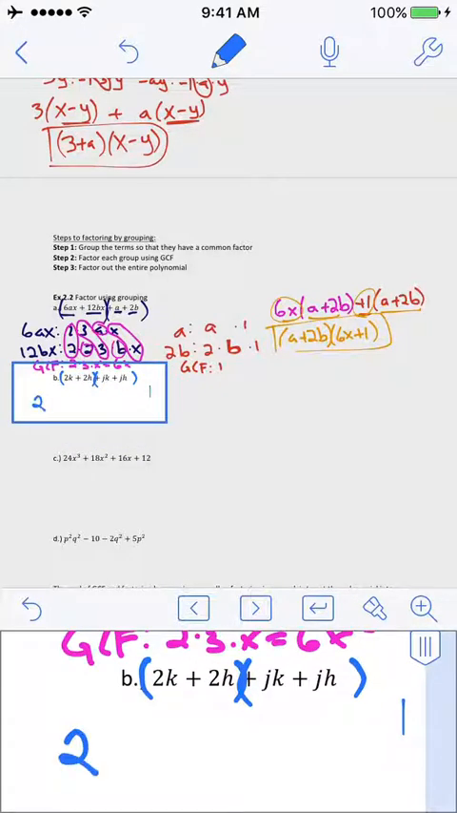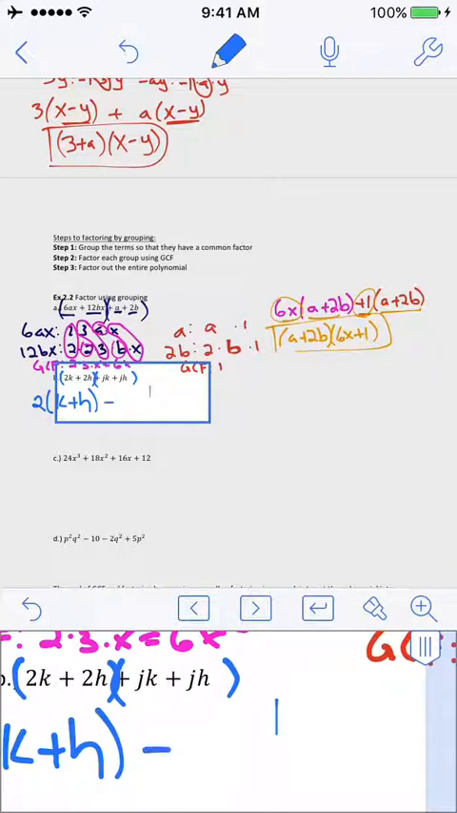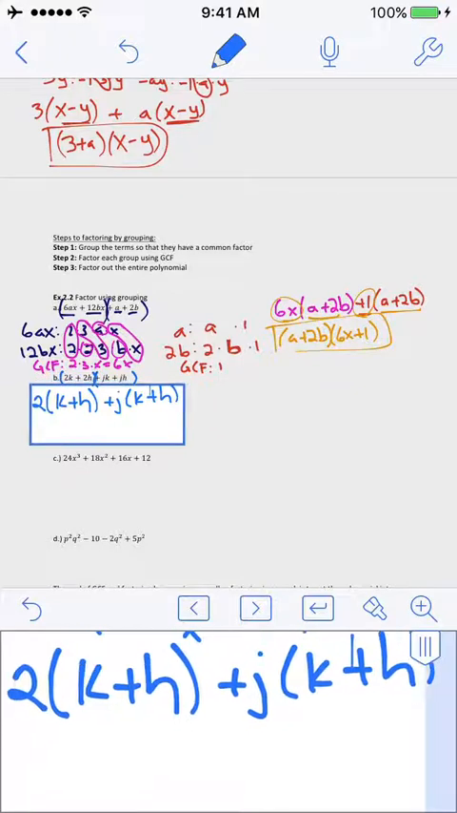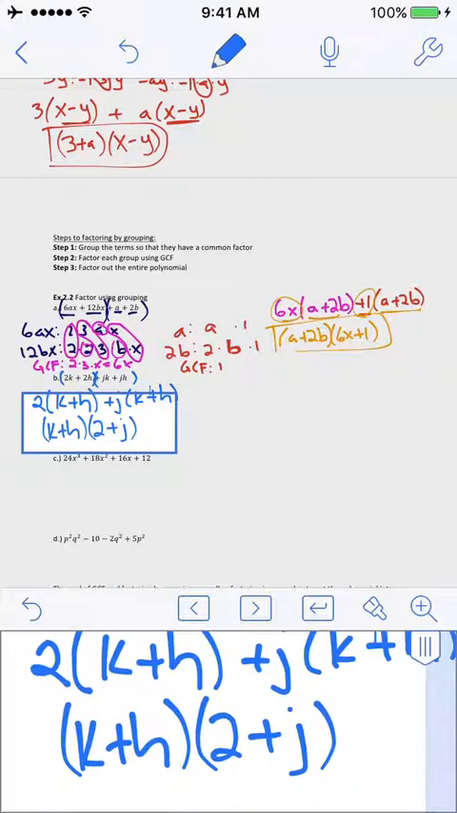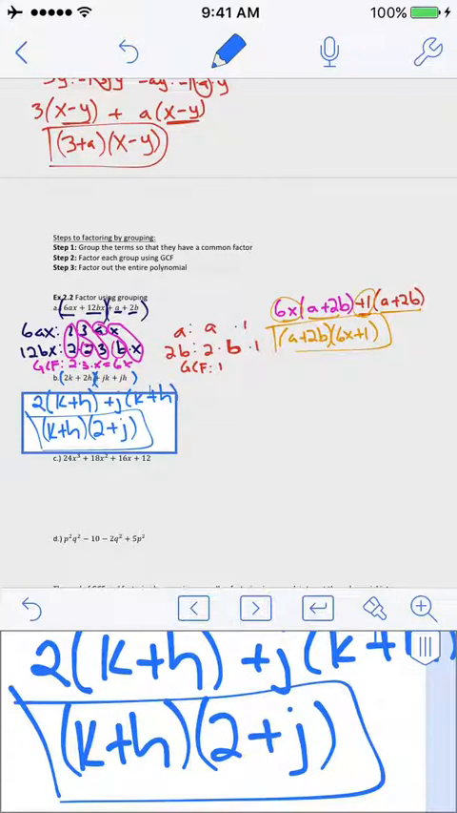Here, the first one has a 2 in common. What's left over is k plus h. Here we have a j in common. What's left over is k plus h. And luckily they match. If they don't match, I probably did something wrong and I want to go back and double check. Because they match, I take it out and I've got my final factored form. So that one was pretty easy.